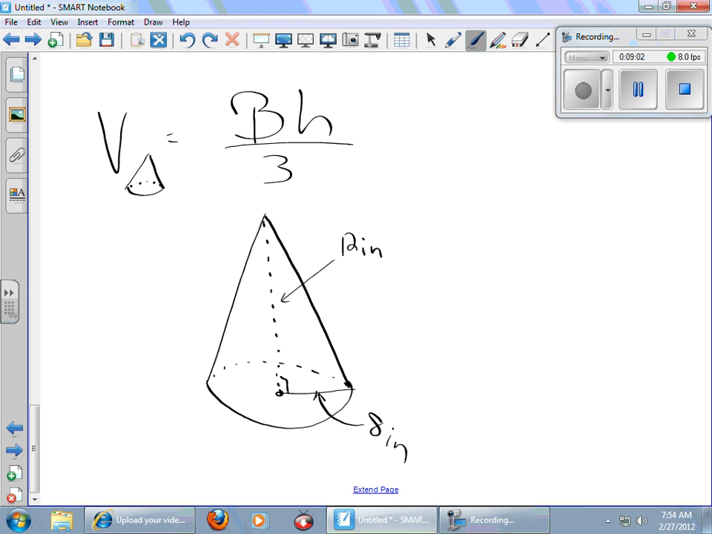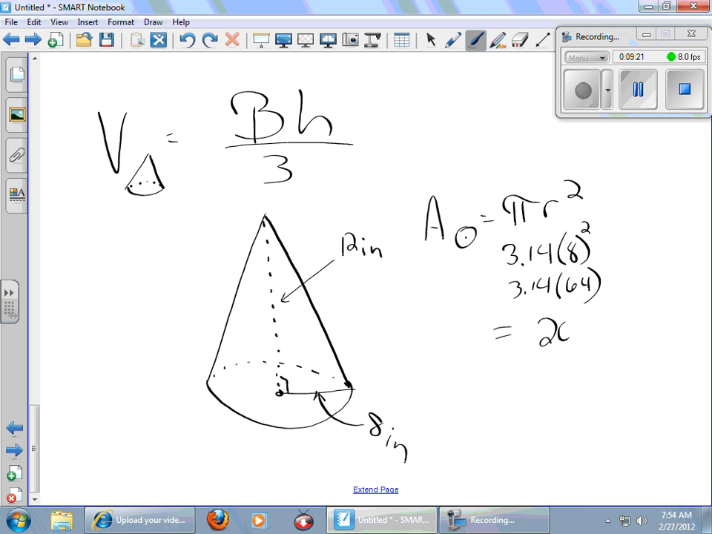So I need the area of the circle, which is my base, which I use pi r squared. So 3.14 times the radius squared, which is the same as 3.14 times 64. Hold on one second.